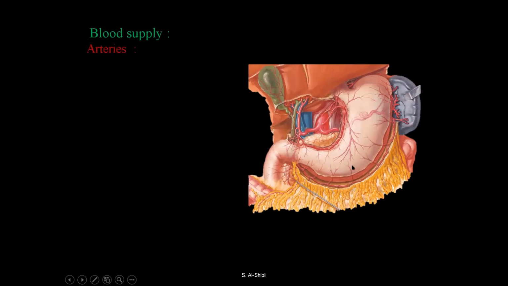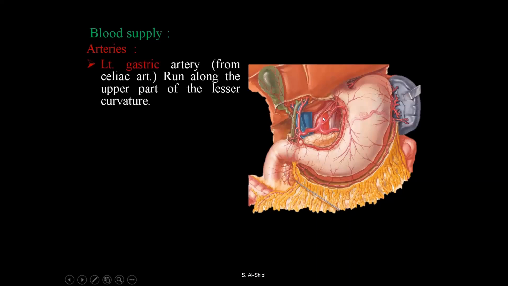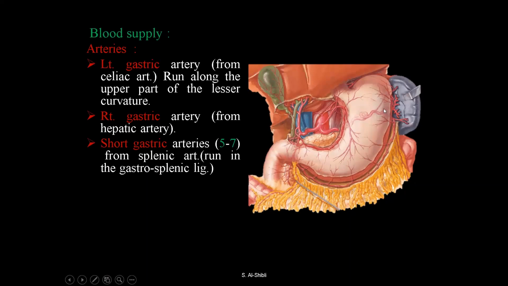Okay, so blood supply usually comes from 5 sources. The left gastric, this is the left gastric artery, and as you see, it runs along the upper part of the lesser curvature. We have the right gastric, which comes from the hepatic. This is the right gastric. We have the short gastric arteries, about 5 to 7, that come from the splenic artery. It is very important. You need to know that they run in the gastrosplenic ligament. And we have the left gastroepiploic, also from the splenic, and finally we have the right gastroepiploic artery.